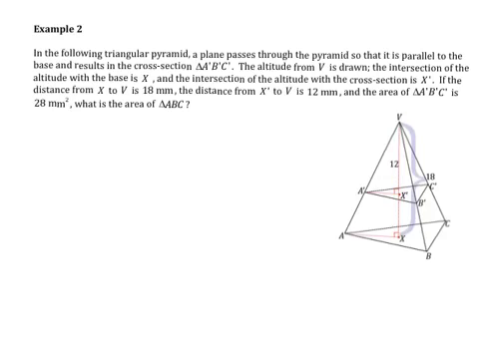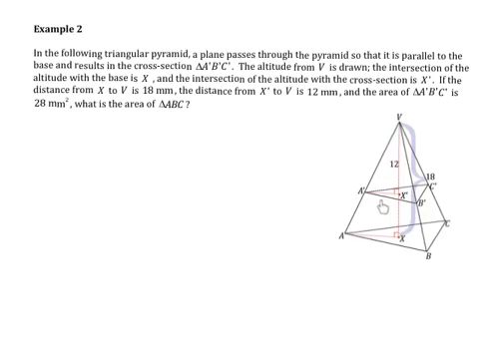So the next example demonstrates that we don't need edge lengths. We can use any pair of corresponding lengths in the pyramid or in a cone. So in the following triangular pyramid, a plane passes through so that it creates a cross section, again, of A prime, B prime, C prime. This time we have altitudes. And the altitude from X to V of the entire pyramid is 18, and the altitude from X prime to V is 12. So we can use these values to set up the scale factor, the linear scale factor.